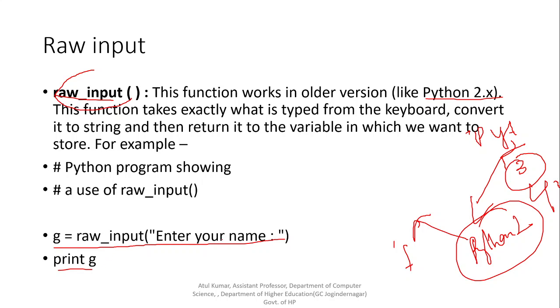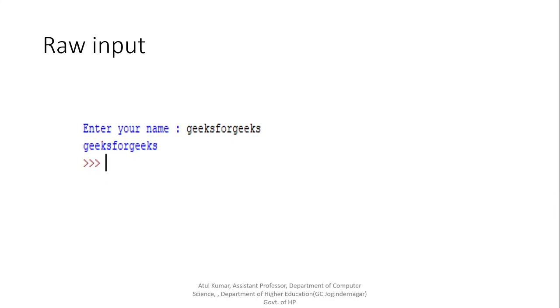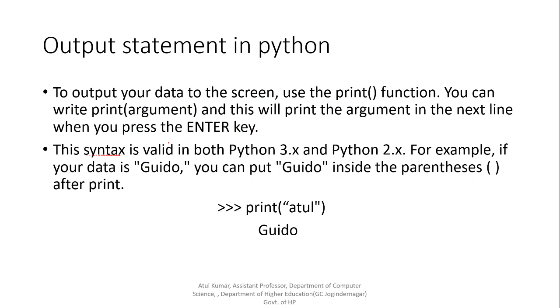So this firstly just reads a type of characters from the keyboard, and they are just of type string, and they are initialized to g, and after that g is then printed. So here I just enter the name geeks for geeks, and then geeks for geeks is now displayed on your screen.